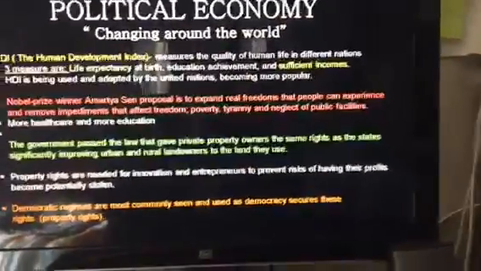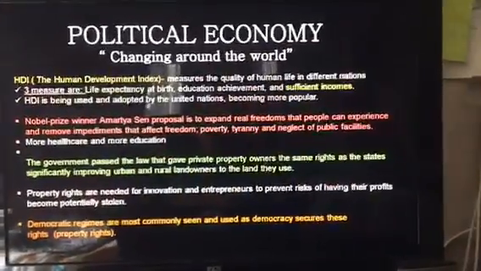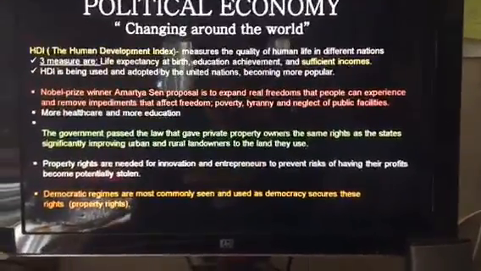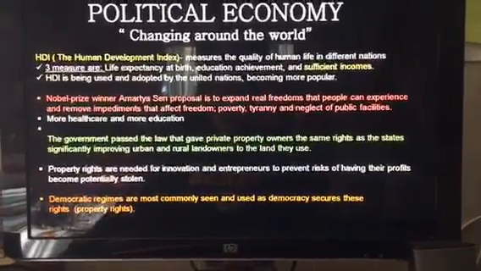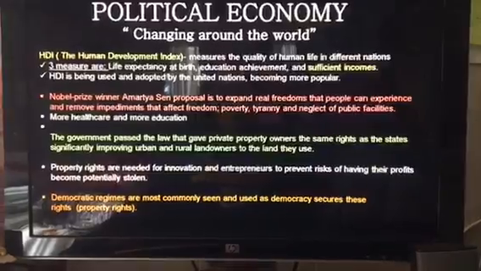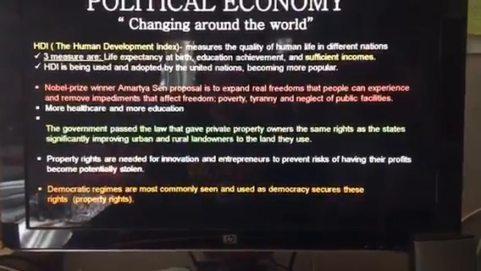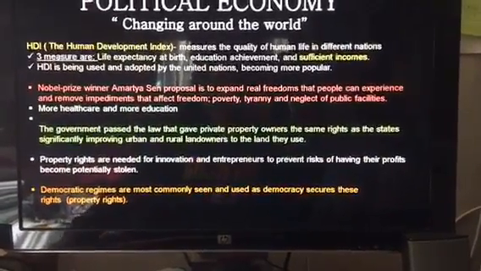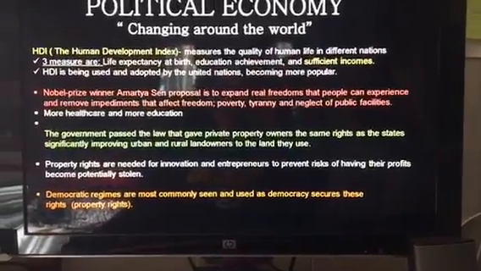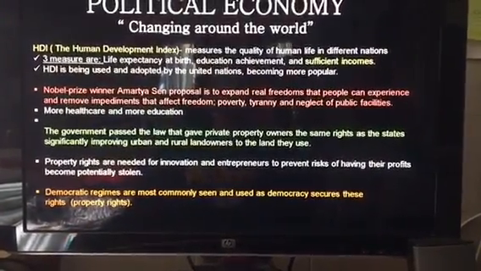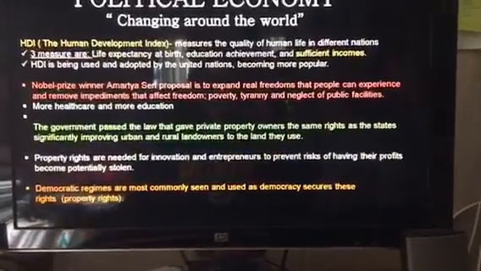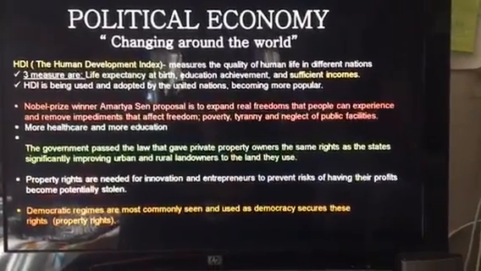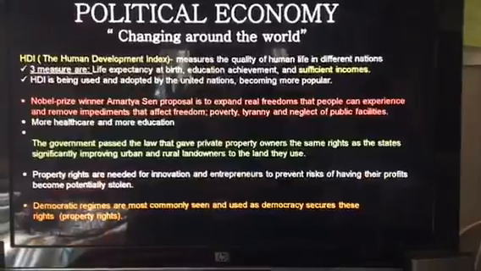Now, we see that there's a lot of changes that are happening around the world with political economy. HDI is being seen a lot more frequently and being used a lot more. This is the measure that measures the quality of human life in different nations. We also see that there's a lot of laws for private property owners happening now because with the rise in entrepreneurs, we have to be able to protect their profits so they don't become stolen. And we also see a lot of democratic regimes because democracy actually secures these rights for them.